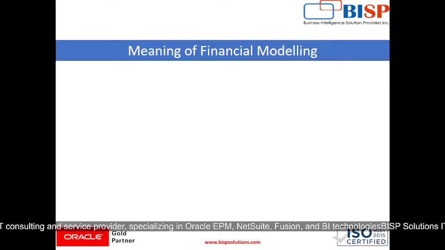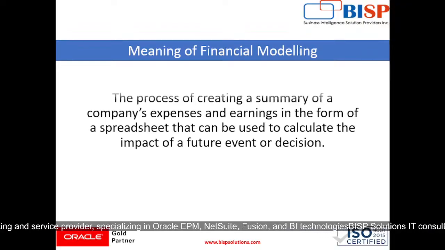First was the meaning of financial modeling, which is the process of creating a summary of a company's expenses and earnings in the form of a spreadsheet that can be used to calculate the impact of a future event or decision. It means, imagine we are running a small business like a bakery, so we should know how much profit we will be making next year, and can we afford to open a second outlet of the same bakery, and will we have enough money to pay salaries every month.